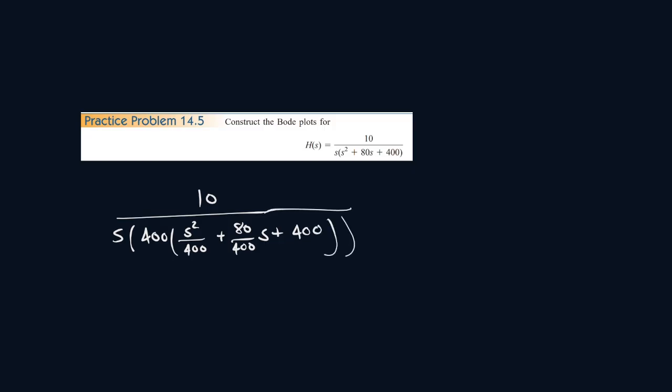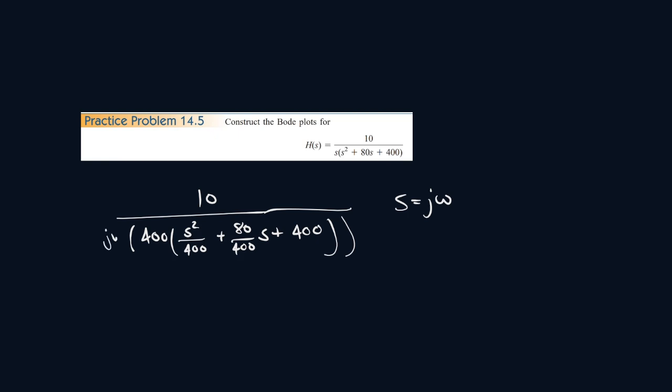Okay, so for the following transfer function, we have to construct the Bode plots. The first thing we see is this is not really factorable, so we're just going to factor 400. This will be s squared over 400 plus 80 over 400 s plus 400. Then we're going to let s be equal to jw.